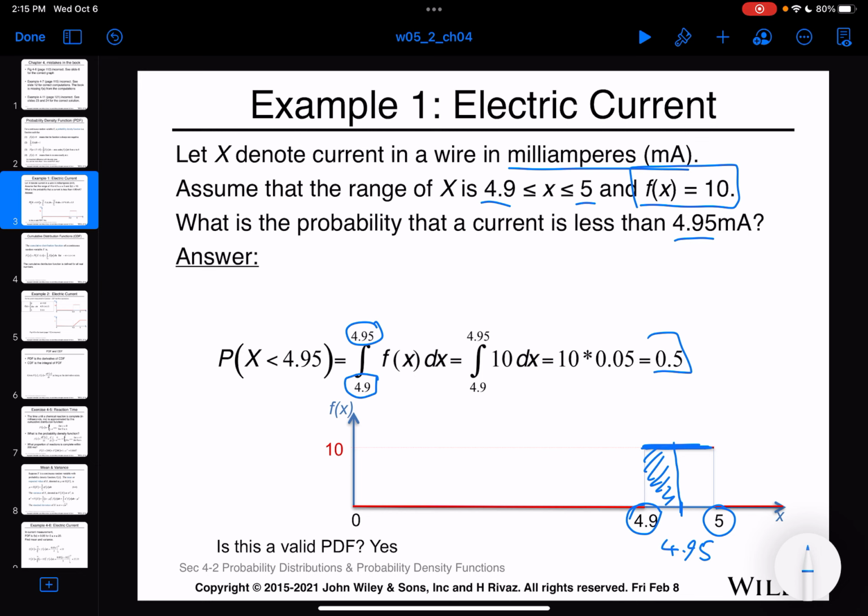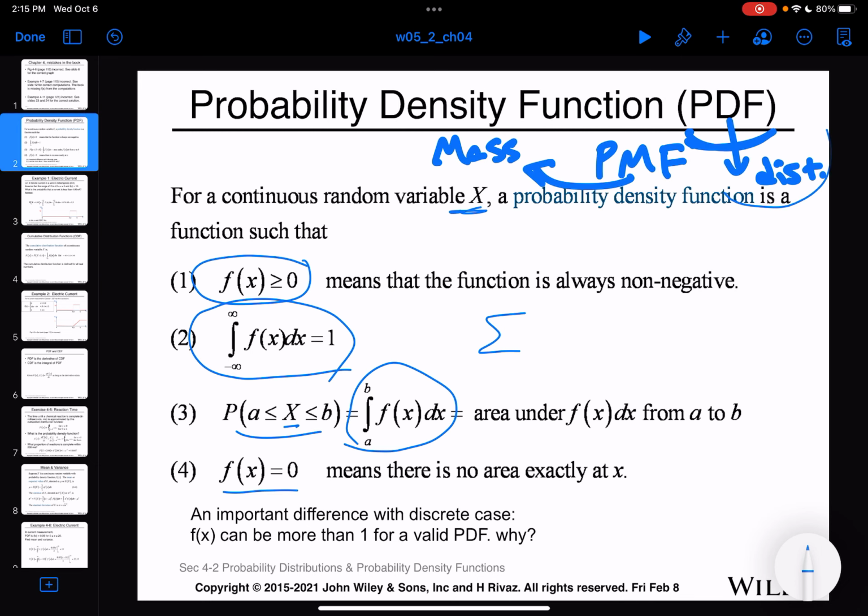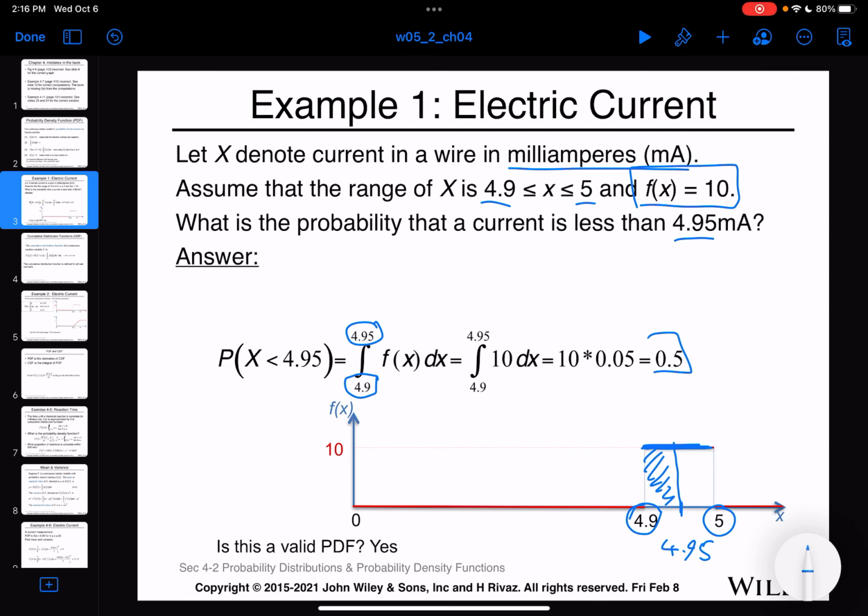So this PDF is for continuous random variables. Is there anything that this PDF has that PMFs in the previous chapter couldn't have? Yeah? Can it be bigger than one? Yeah, yeah. What was your name? Roger. Roger, yeah. So that's a very good answer, right? So this f of x is more than 1, right?